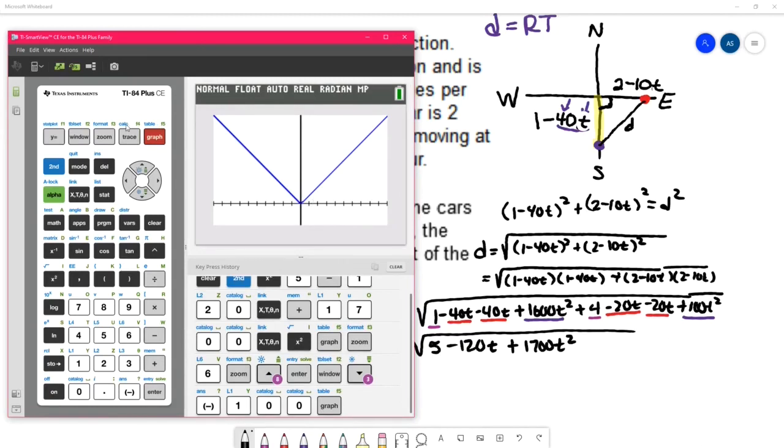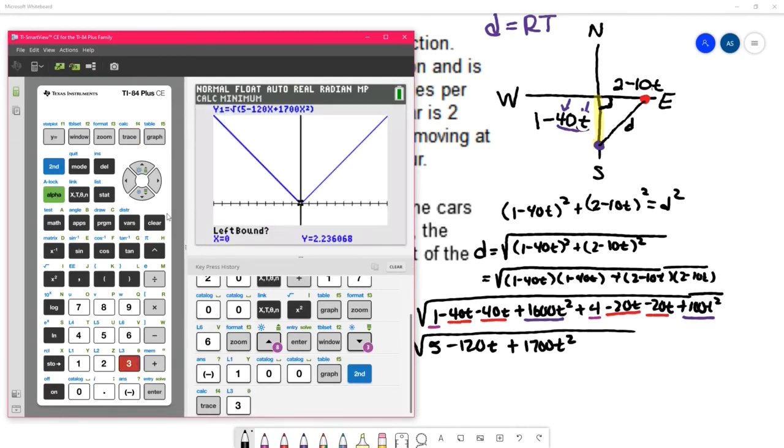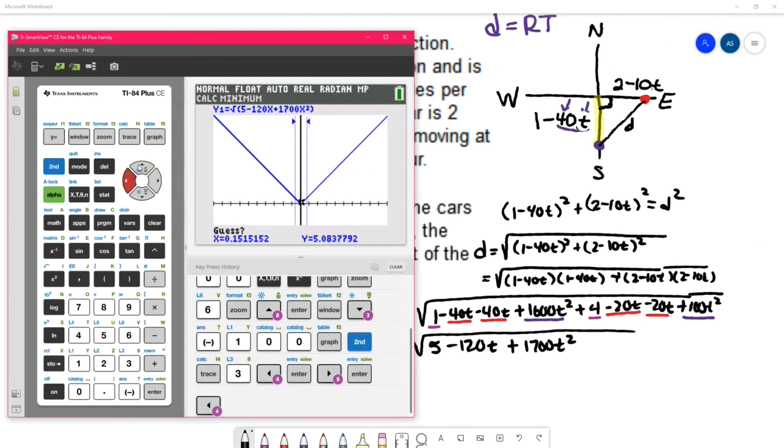And in the calc menu is where I find the minimum. So I'm going to hit second, trace. Number 3 is minimum. Minimum is the smallest value. And I want to make sure I go to the left of the minimum and go to the right of the minimum. And then make a guess about what the minimum is. And hit enter. And it's going to tell me here that my minimum occurs at a time of 0.035 hours.